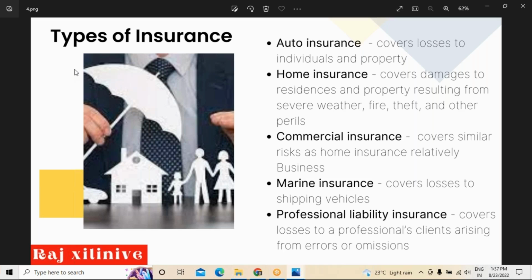At the same time, professional liability, as I told you, majorly covers claims from professional clients arising from errors and omissions. Everything comes under professional liability insurance. So these are the different insurance types, and everything comes under property and casualty insurance.